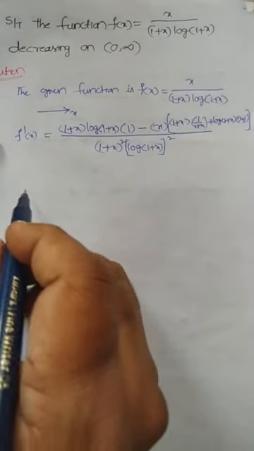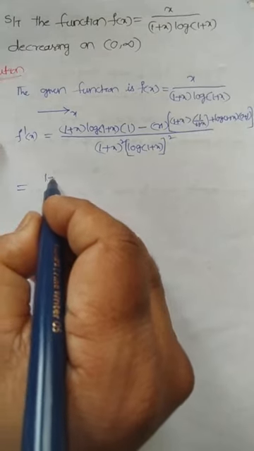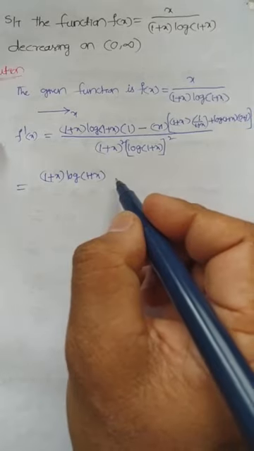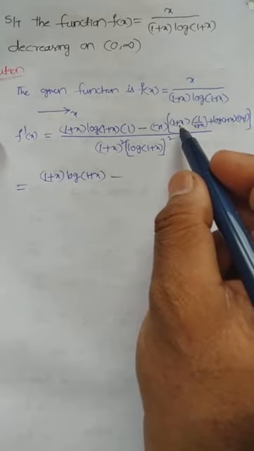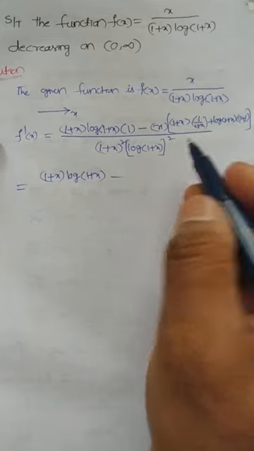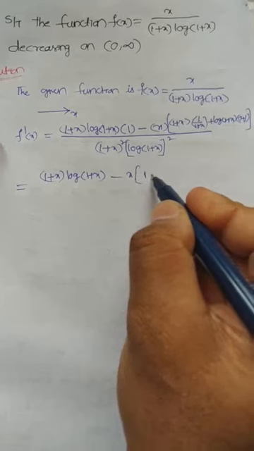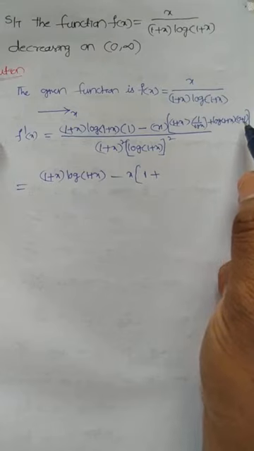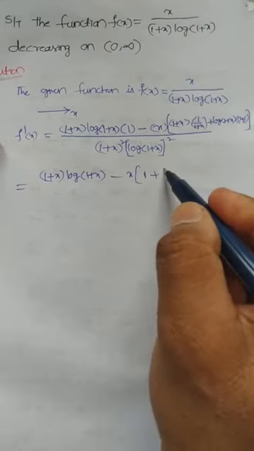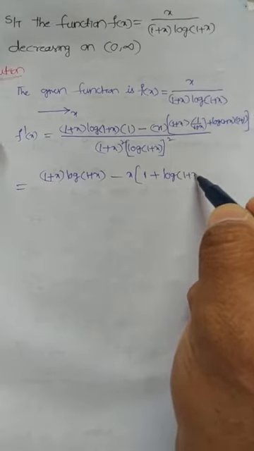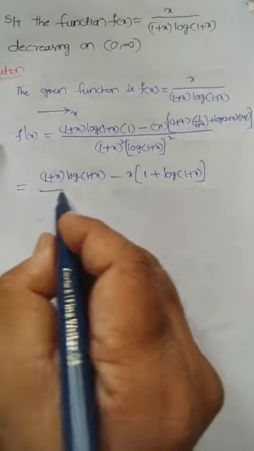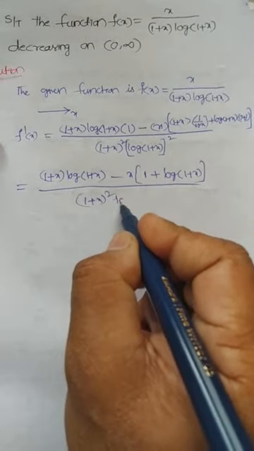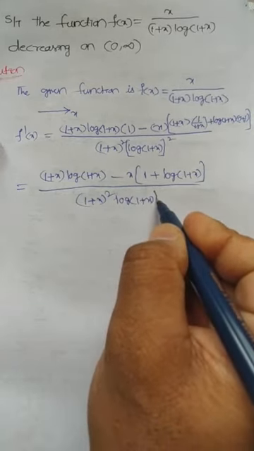Clear? Are you following? Now what are we getting? 1 plus x into log of 1 plus x. Now minus, this 1 plus x cancels with this 1 plus x, so 1 remains. So x into 1 plus log of 1 plus x into 0 plus 1, which is into 1, so only log of 1 plus x remains. All by (1 plus x) whole square into (log of 1 plus x) whole square.